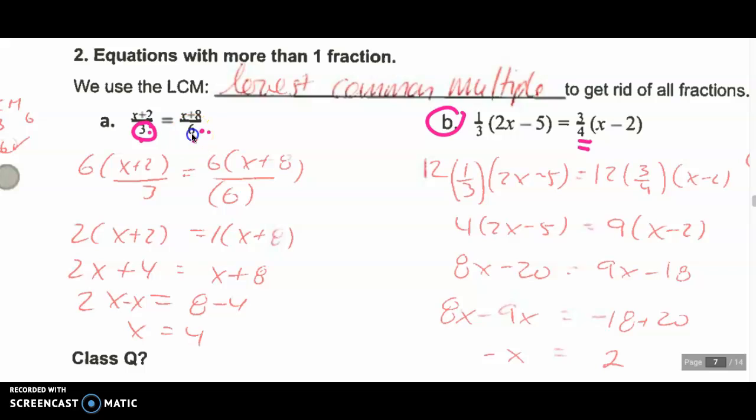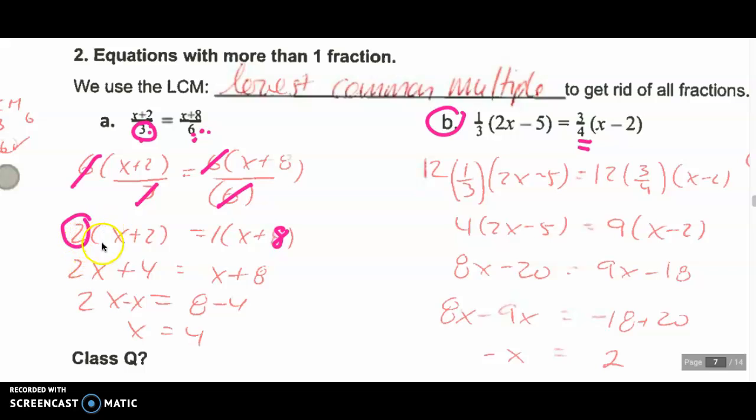Anyway, so 6 is the lowest common multiple. So I'm going to multiply both sides by 6. When I do that on the left, I end up with 6 over 3, and that reduces down to 2. Okay, so 6 divided by 3 is 2. And on this side, I have 6 and 6, and they reduce down to 1, which just leaves me with x plus 8 on the right side.